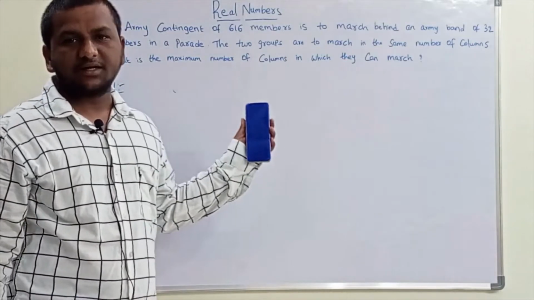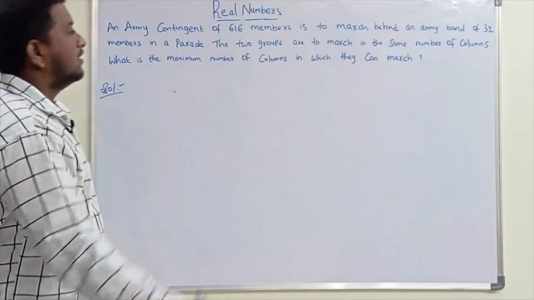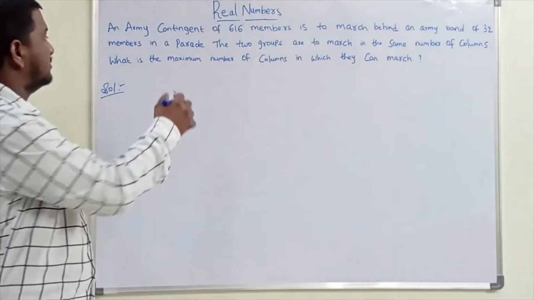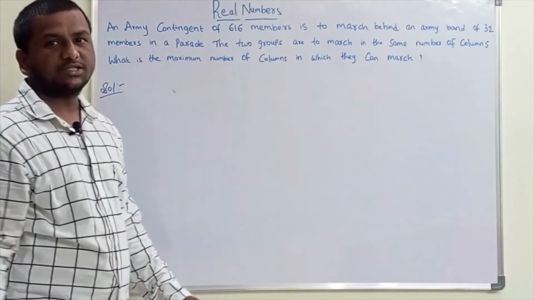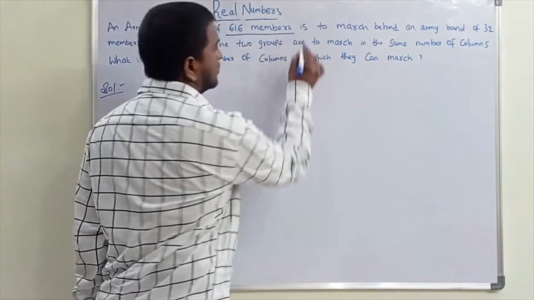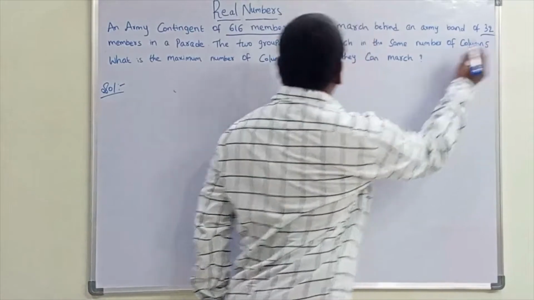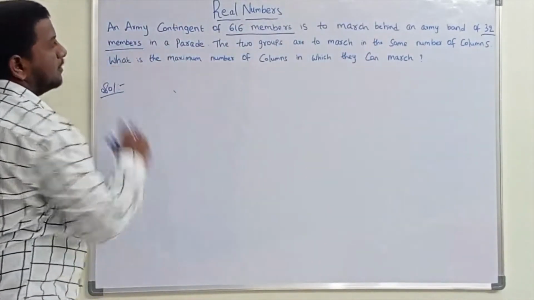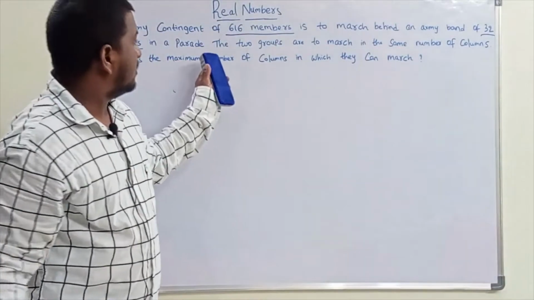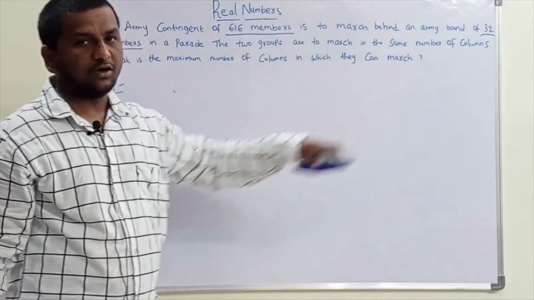Today we will see one practical example of HCF. So here the sum is like this. An army contingent of 616 members is to march behind the army band of 32 members in a parade. The two groups are to march in the same number of columns.